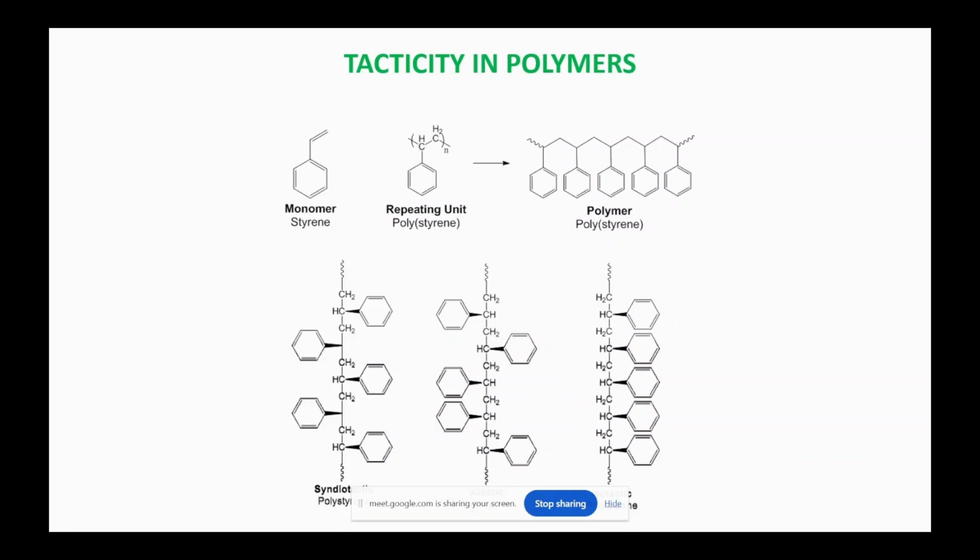So based on this arrangement, the properties of the polymers will change. That's the reason I said tacticity in polymers is not trivial, because the arrangement of these groups within the polymer chain will have a huge influence over the properties of the polymer. So this is one of the ways in which you can control the properties of the polymer.